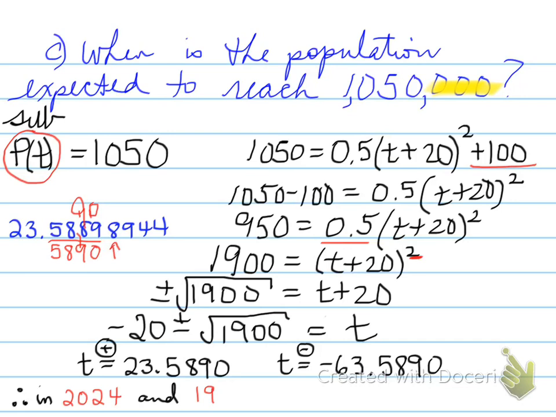So in 2024 and in 1936, the population reached 1,050,000. In 1936, it is because it's negative 64 years since 2000, and the other one, 2024, is 24 years after the year 2000.